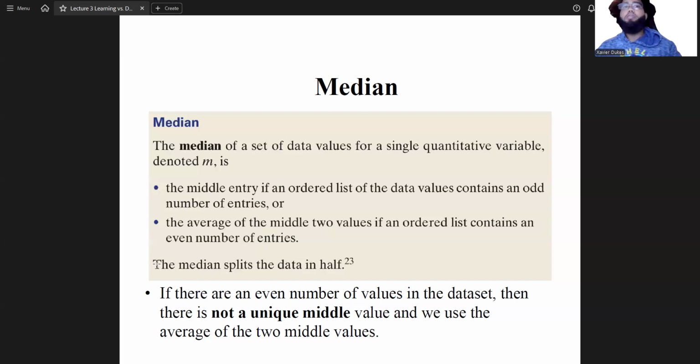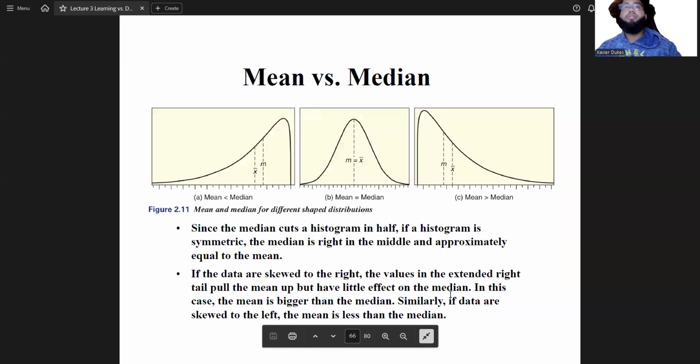And it often splits the data set in half. If there are an even number of values in the data set, then there is no unique middle, and we use the average of the values.